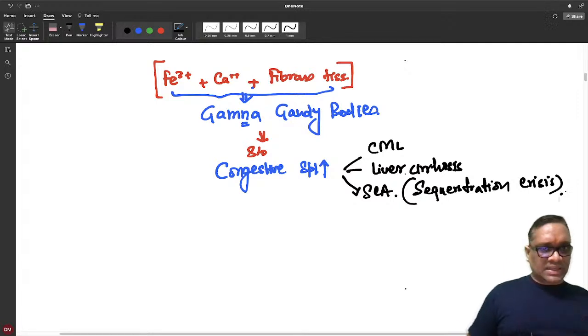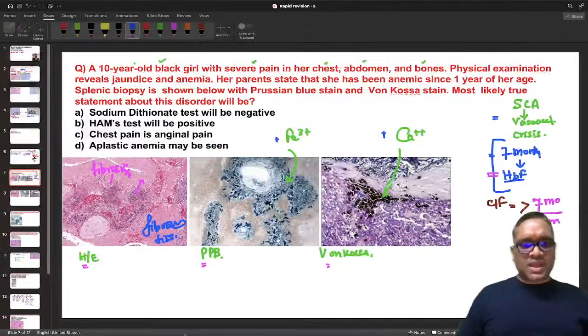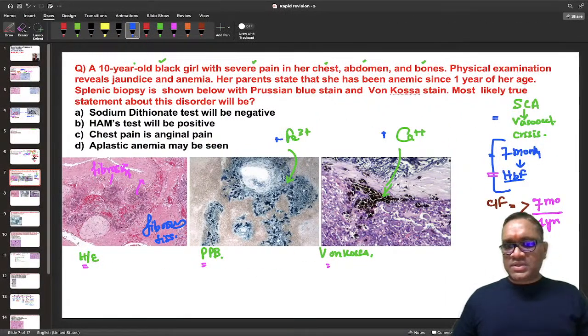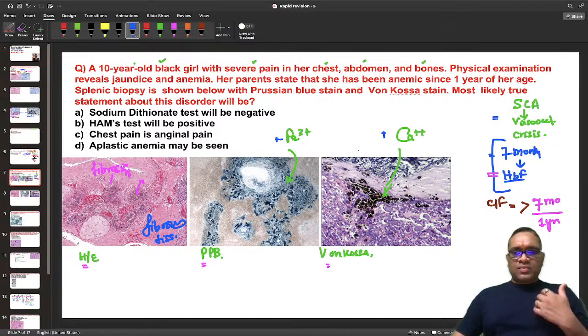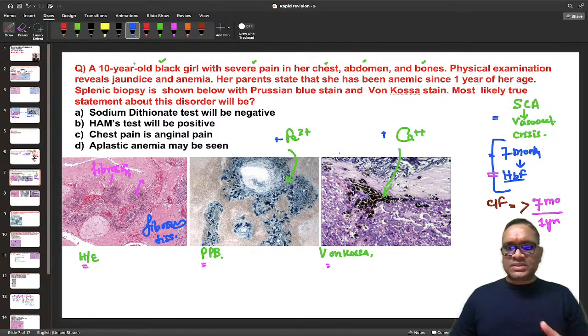So these are the Gamna-Gandy bodies; the iron stain and calcium stain will be positive, as we are seeing here. Now we came to know that this is a case of sickle cell anemia showing the sequestration crisis.